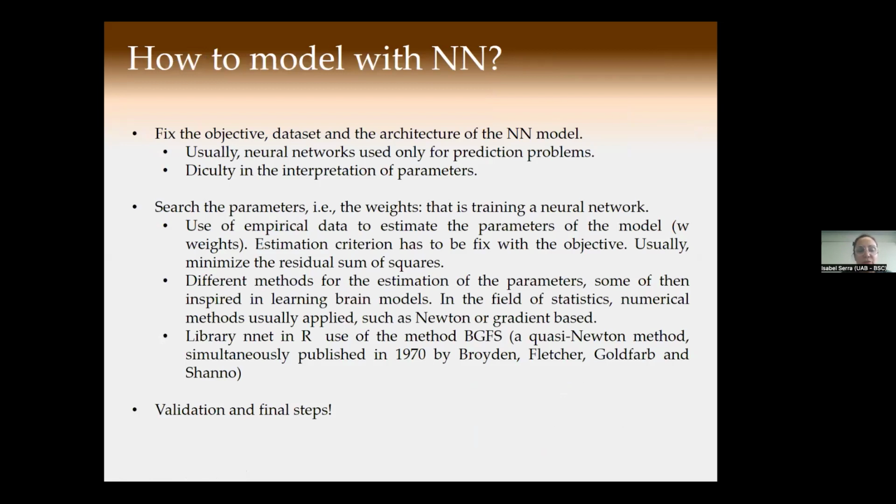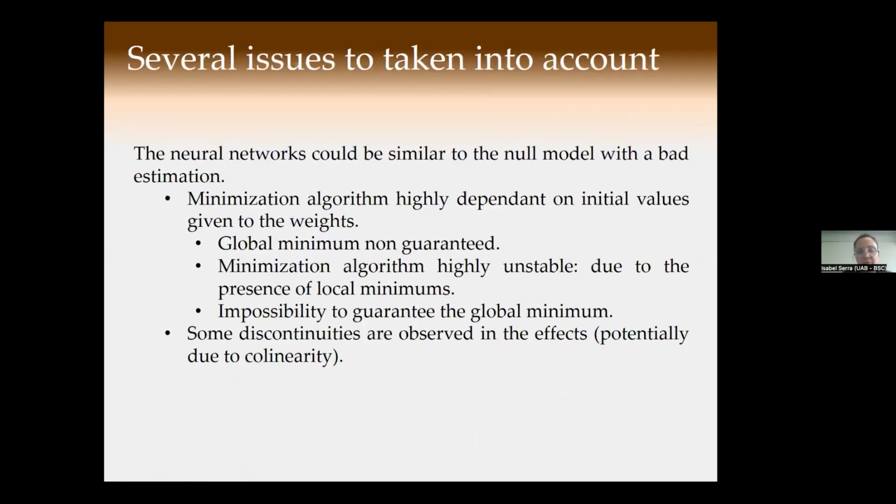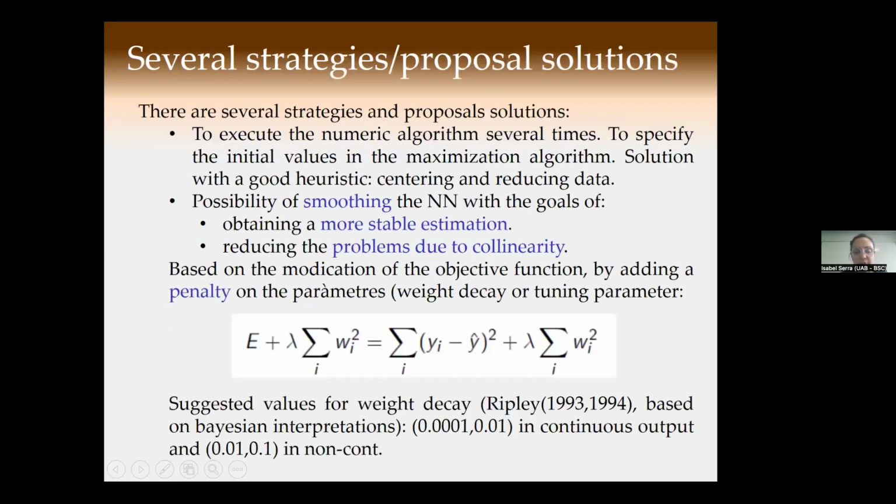Okay, but when you try to do it, let me summarize the main points. When you try to do this, the main problem is this one. The global minimum is not guaranteed. When you fix some error to measure the procedure, in this case in a neural network, for instance mean square error, like in linear regression, the global minimum is not guaranteed. Then it's easy to get some very, very bad result, no?